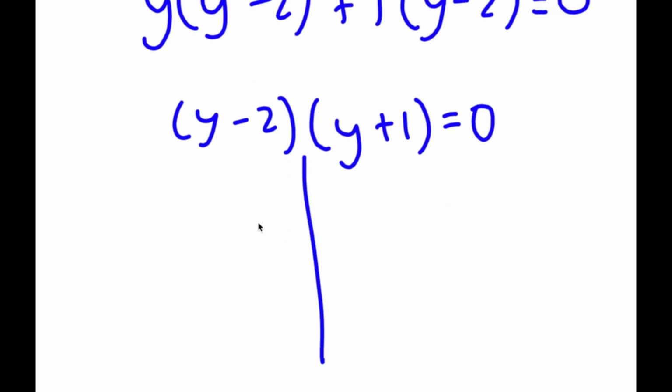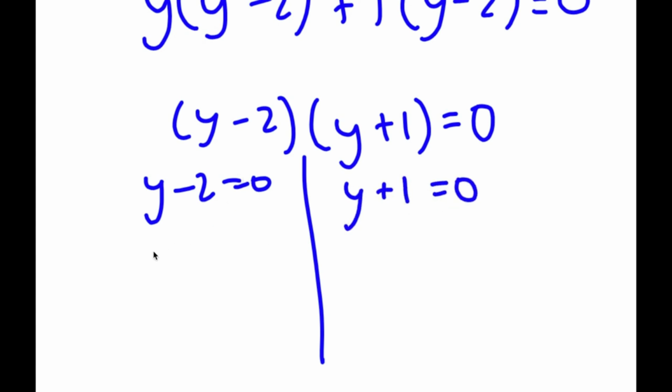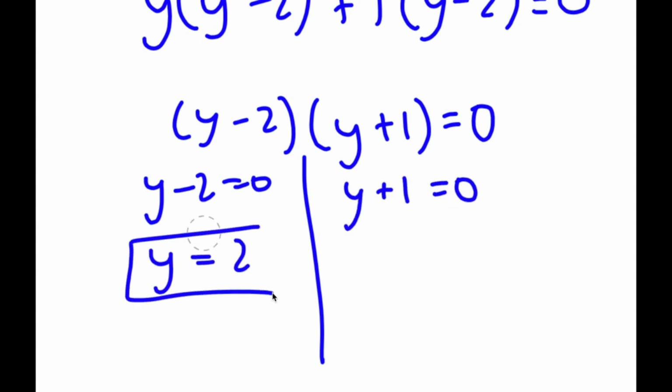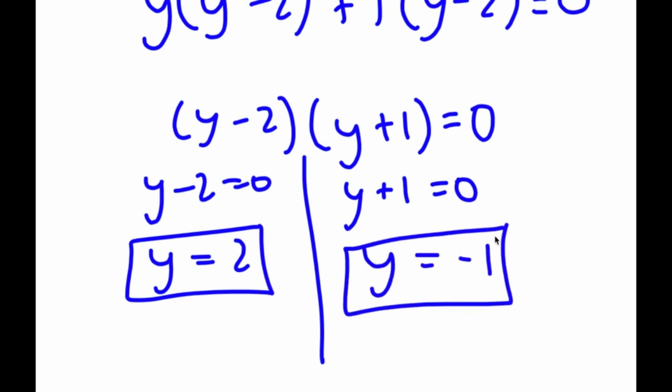So now this gives me two equations. I have y minus 2 is equal to 0, and I have y plus 1 is equal to 0. So for y minus 2 equals 0, y is simply equal to 2, and for y plus 1 equals 0, y is equal to negative 1.